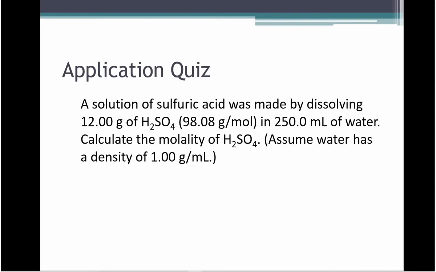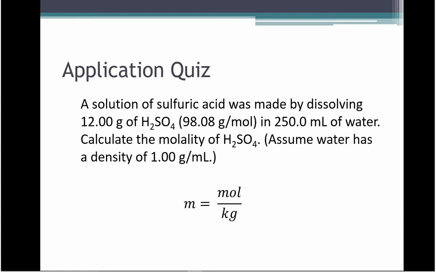So for example, we could consider a solution of sulfuric acid where we took 12 grams of H2SO4 with a molar mass of 98.08 grams per mole. We dissolve that in 250 milliliters of water. What is the molality? Now, we're going to assume the density of water here is 1 gram per milliliter, although probably it's 0.995 or something. So, if we're looking for molality, molality is moles of solute per kilogram of solvent.